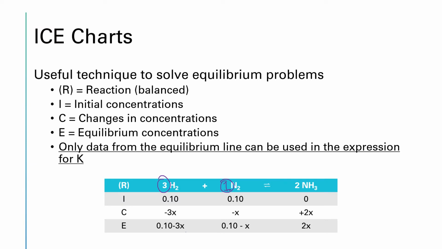We'd follow that exact same procedure to get the equilibrium line for nitrogen and for ammonia. So that's where we get the 0.1, which is what we started with for nitrogen, and then minus x for its change. So at equilibrium, we have 0.1 minus x. And then for ammonia, since we started with 0 ammonia, the change is going to be a plus 2x because we're going to make ammonia, and ammonia has that coefficient of 2. And so then at equilibrium, we have 0 plus 2x, or just simply 2x.